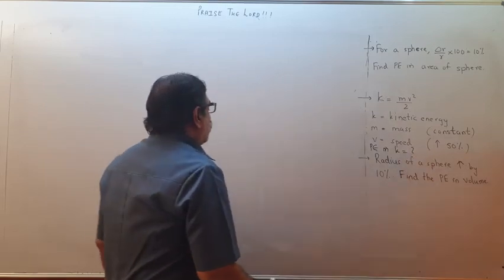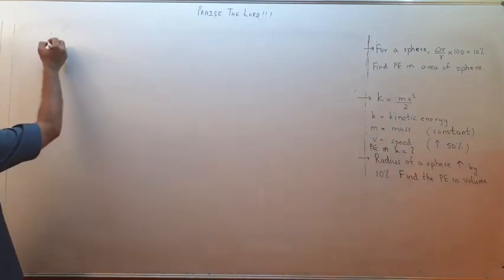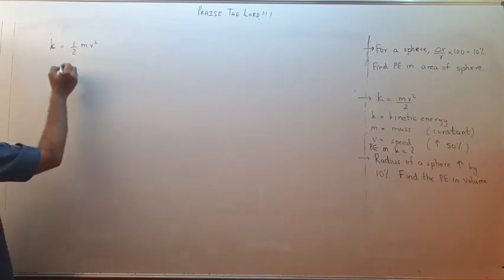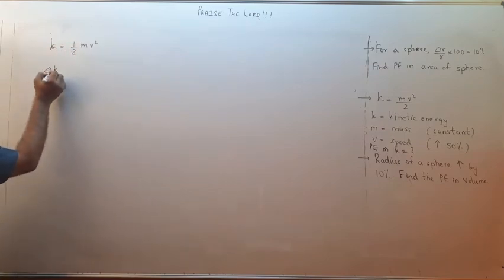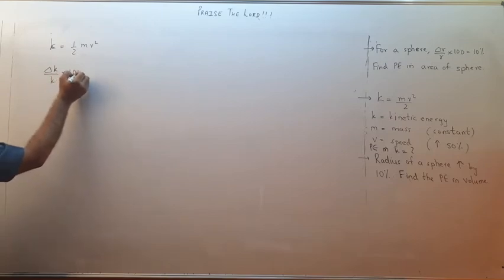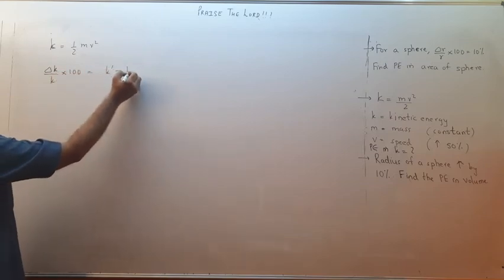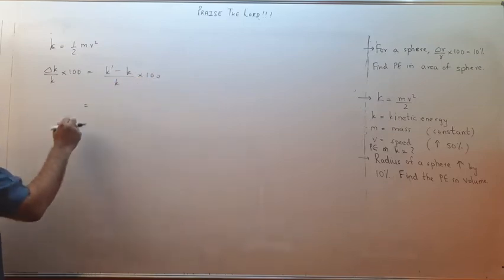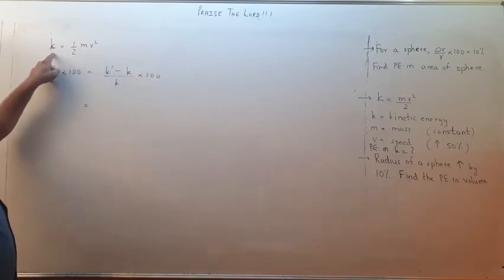Okay, so we start from here. K is given to me as half mv square. So I want delta K upon K into 100. That is K dash minus K upon K into 100. So if speed will change, then kinetic energy will change.